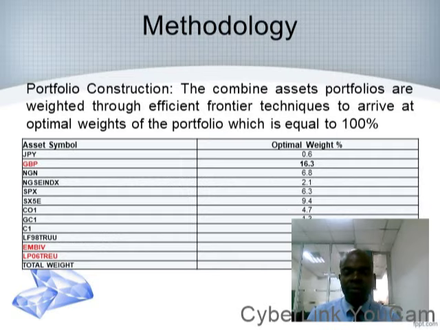Our portfolio construction involves combining all the 12 assets to obtain an optimum weight through efficient frontier techniques. As can be seen, the emerging market bonds, pan-European aggregates, and pounds have the highest weight. But of course, if we add up all the 12 asset classes, we will arrive at 100.